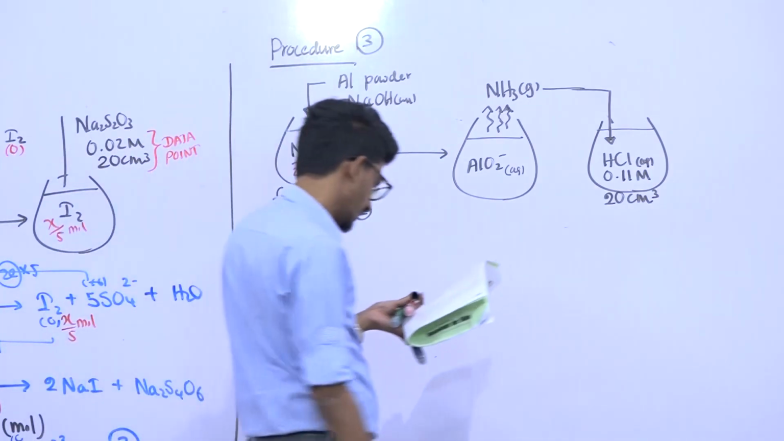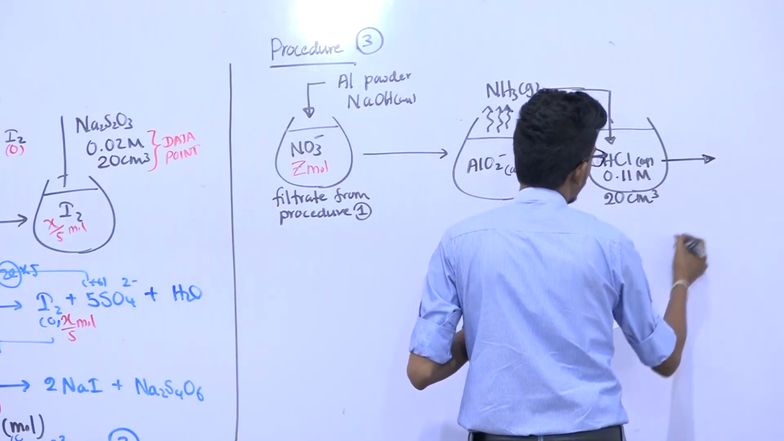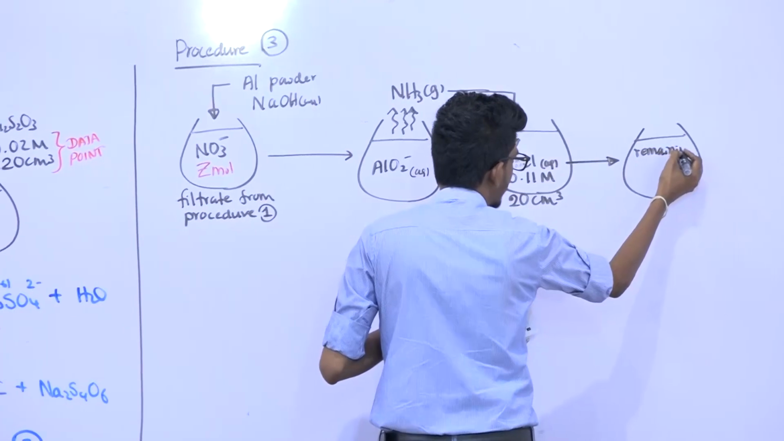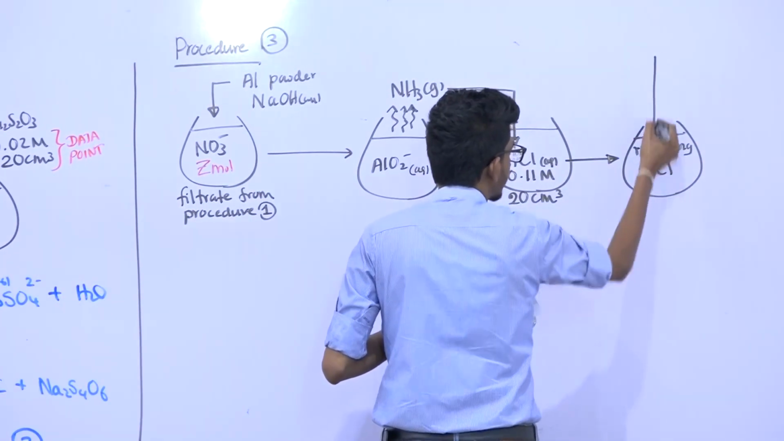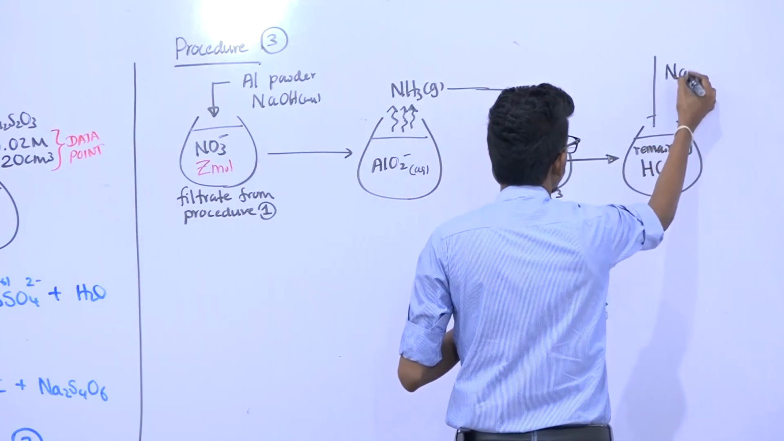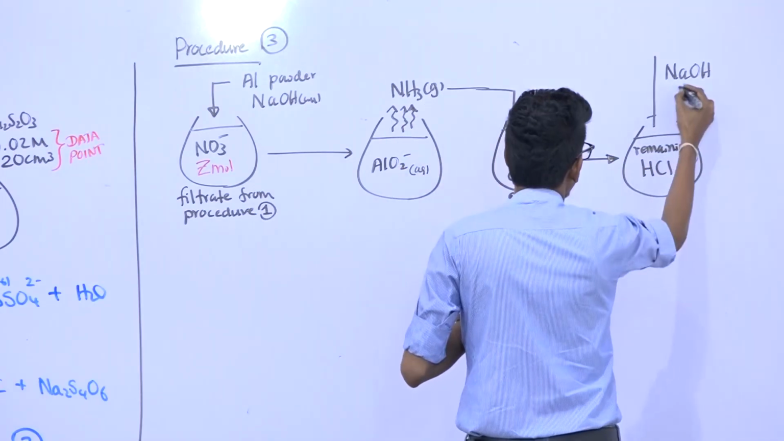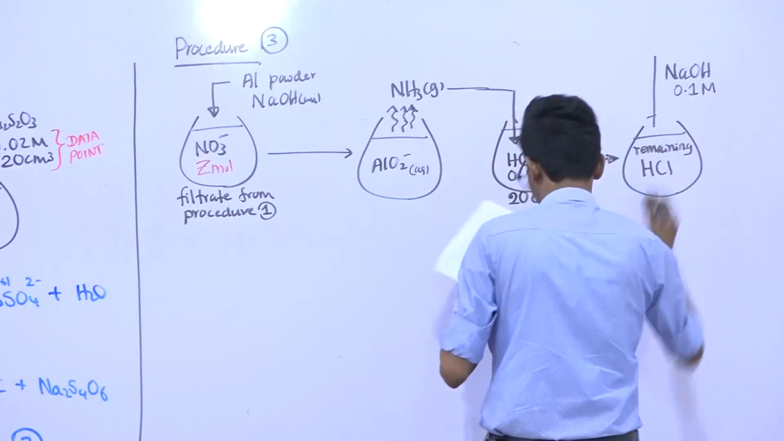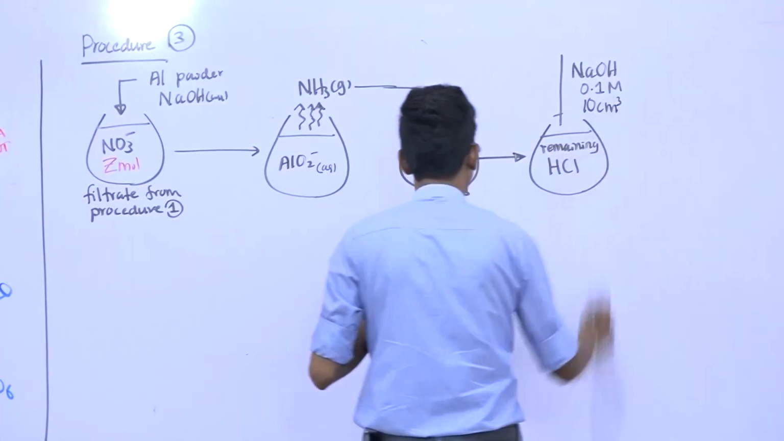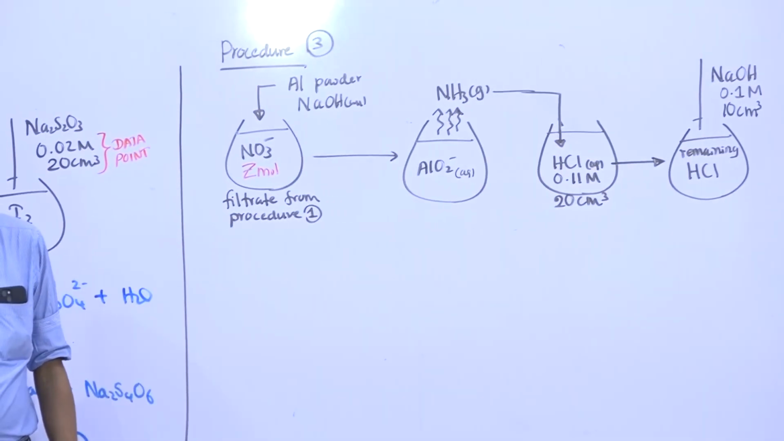Then, the HCl remaining after the reaction. The remaining HCl is titrated with NaOH. The concentration and the volume are given: 0.1 M NaOH and the volume is 10. That is a data point. Titrations always come up as data points.